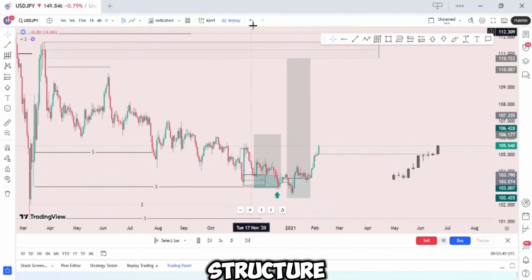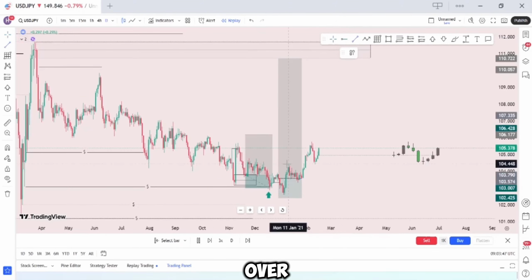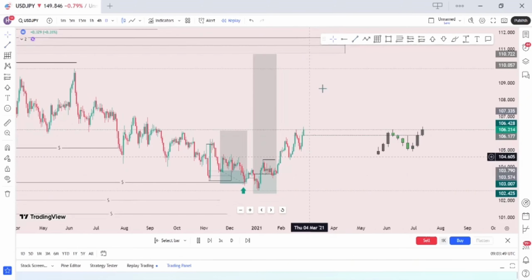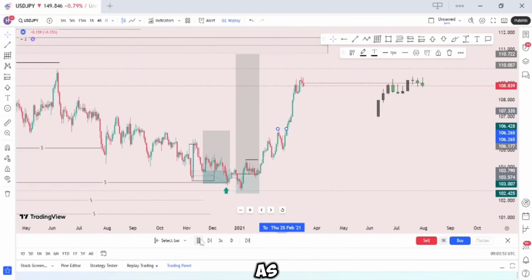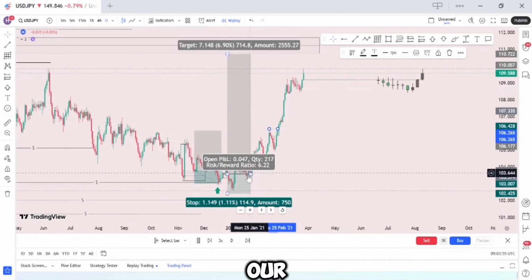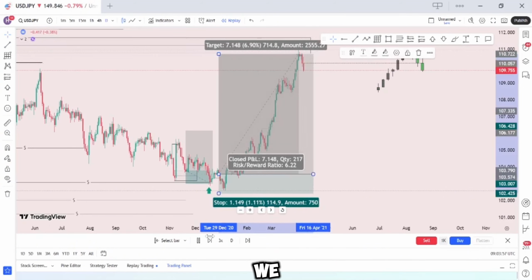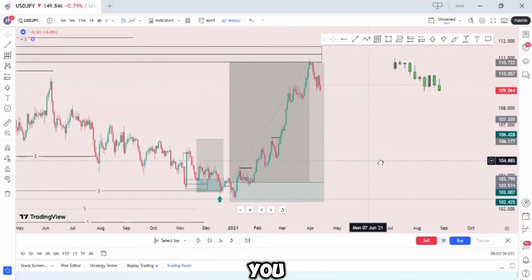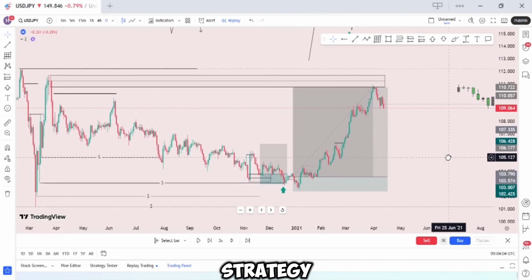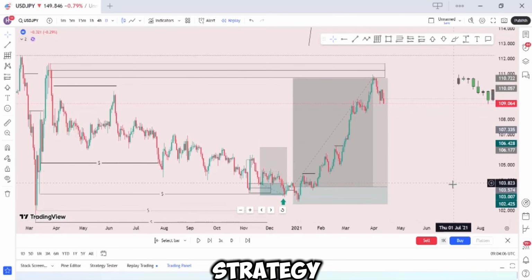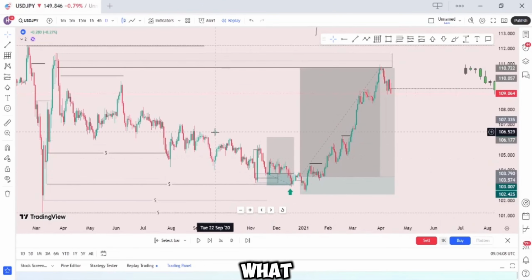Now we break another structure to the upper side over here, and the market is breaking structure to the upper side. Wow, this is a massive push. As you can see, we are trying to fulfill our target, and we did fulfill our target. You see, this strategy is a golden strategy. Go and backtest this and tell me what you think.